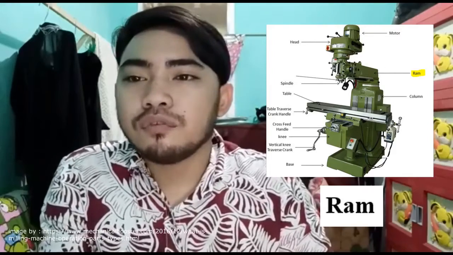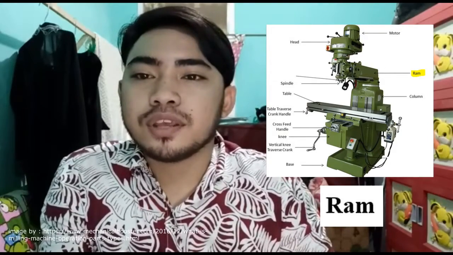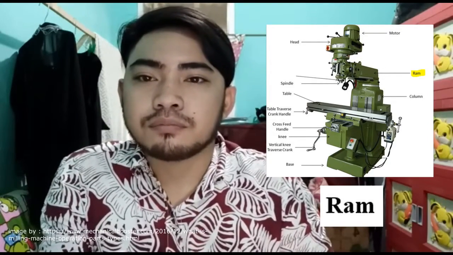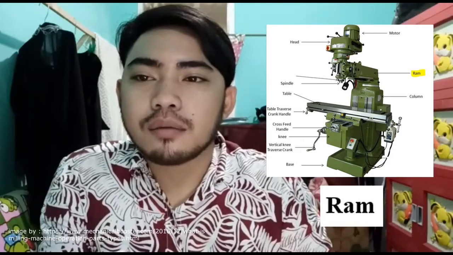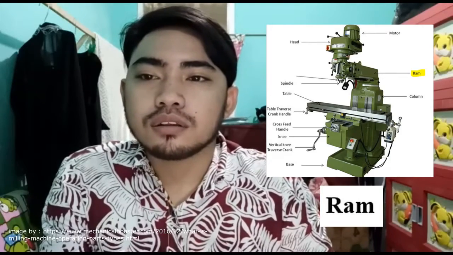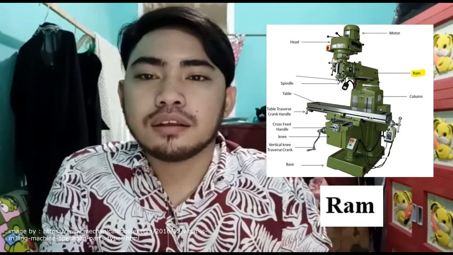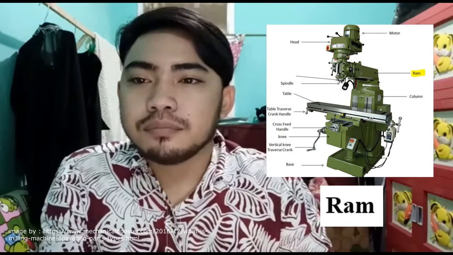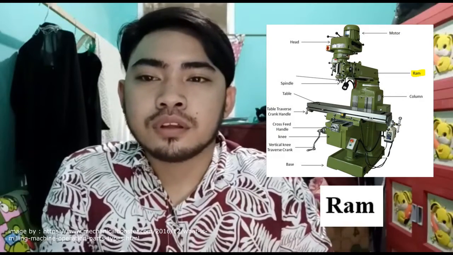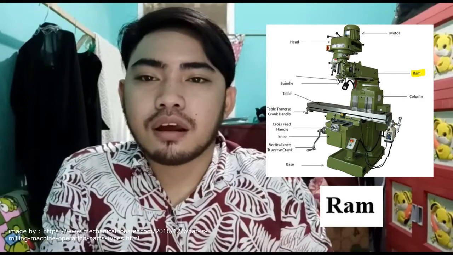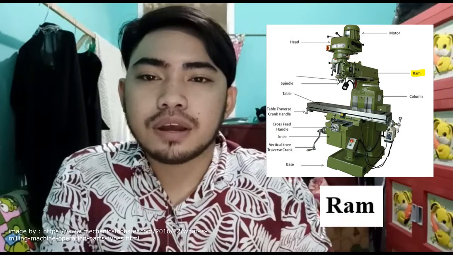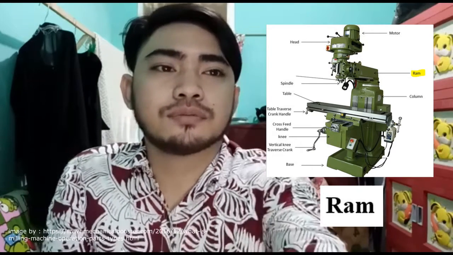Ram. The overhanging arm in the vertical machine is called the ram. One end of the ram is mounted on the top face of the column and on the other end the milling head is attached. The ram can be moved transversely in and out of the column by a hand lever.